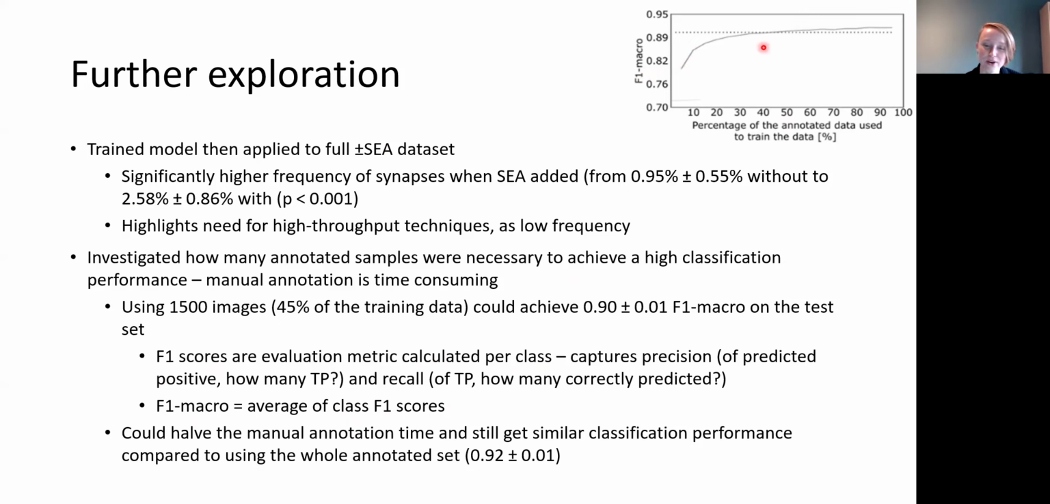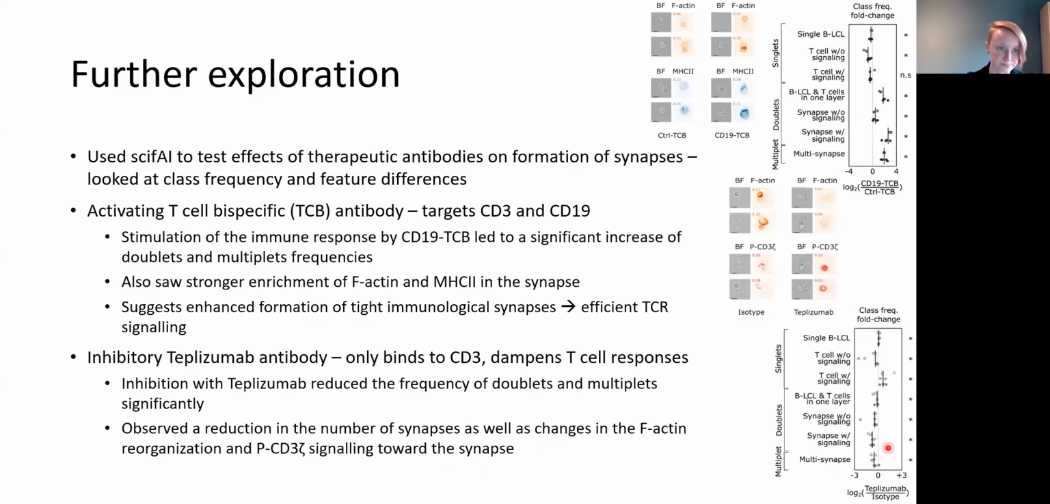So yeah, 45% of the annotated data, which was about 1,500 images, achieved this F1 macro of 0.9 compared to using the whole annotated set, which gave an F1 macro of 0.92. So you can pretty much halve the manual annotation time by only using 45% of it, and still get very similar classification performance. So it might be that going forward, you don't need quite so many annotated samples.